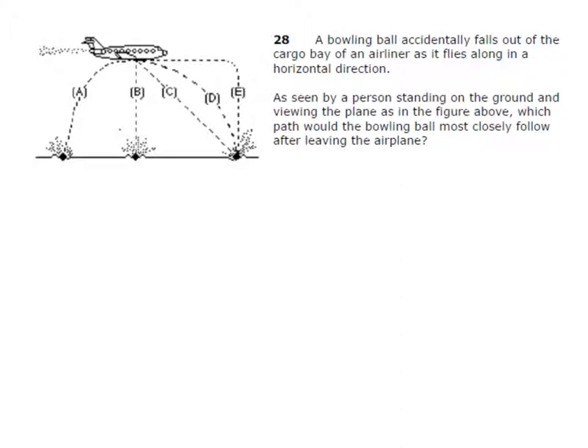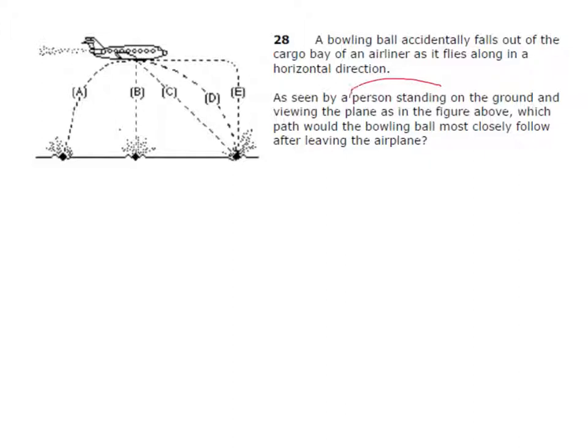Number 28. A bowling ball accidentally falls out of a cargo bay of an airliner as it flies along in a horizontal direction. As seen by a person standing on the ground, viewing the plane as in the figure above, what would the path of the bowling ball most closely follow after leaving the airplane?